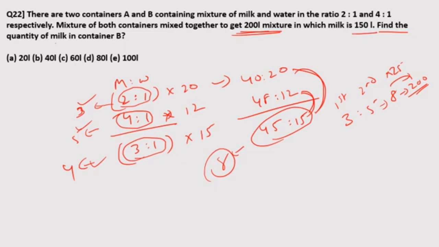So it is asking what? Find the quantity of milk in container B. Container B is 5 units. 5 units correspond to 125 liters. The milk has to be how much? The ratio in container B is 4 is to 1. Okay, so 4 parts is milk. So 4 by 5 of 125. This is 25 times. So this is 100. So option E. Okay, let's move to next question.